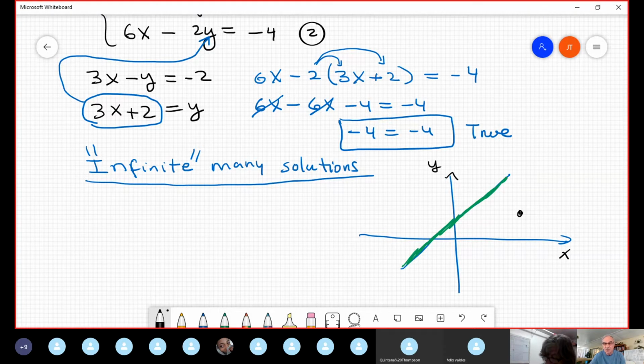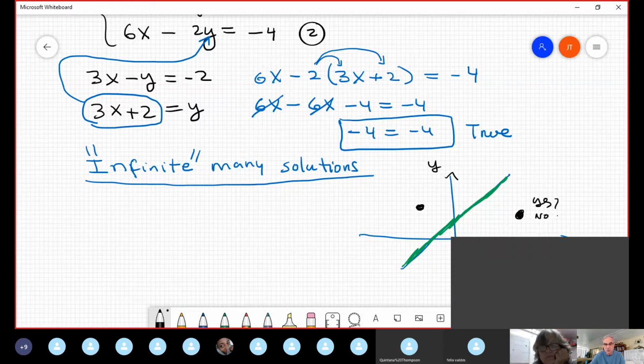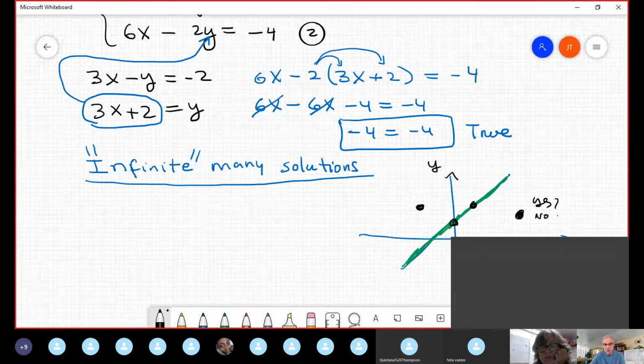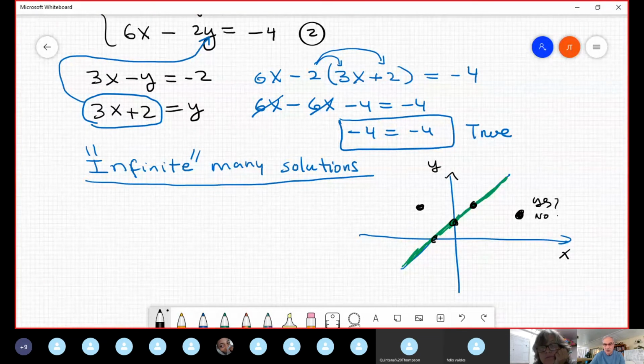Infinity, for example, this point is a solution. Yes or no? This point, in black color. Yes, a solution or no? No. At this point, a solution? No. At this point? Yes. At this point? Yes. We have infinity solutions, but on this line.